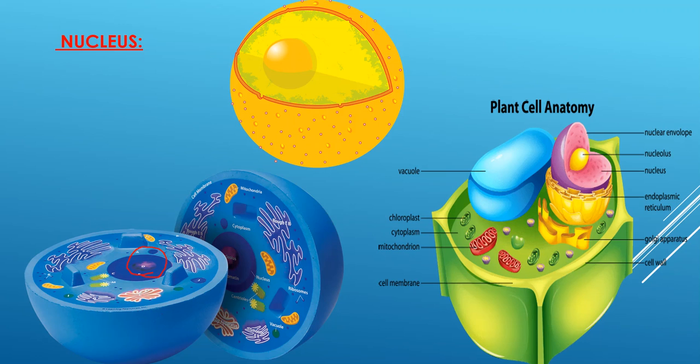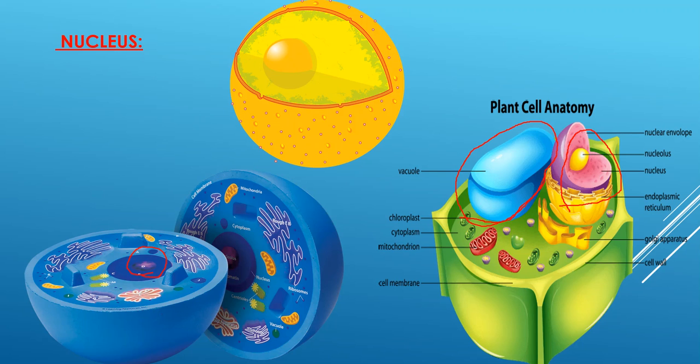Whereas in the plant cell, on the right side of the picture, here the nucleus is present. This nucleus is located towards the periphery of the cell. This is because of the presence of the large vacuole inside the plant cell. This large vacuole occupies a lot of space inside the plant cell, so the nucleus is located towards the periphery of the cell. This is about the location of the nucleus.